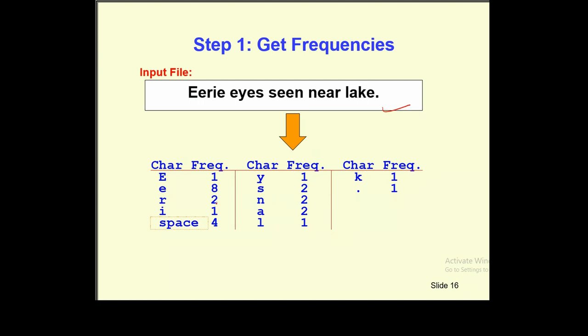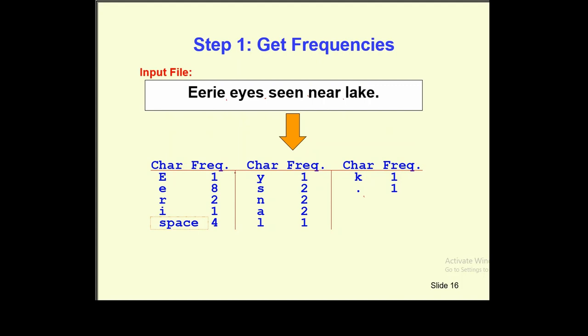And small r, frequency is 2. For I, frequency is 1. For space, frequency is 4, like this one, this one, this one, and this one. And for dot, full stop, frequency is 1. For k, frequency is 1. So these are the different frequencies of the different characters present in this particular text.